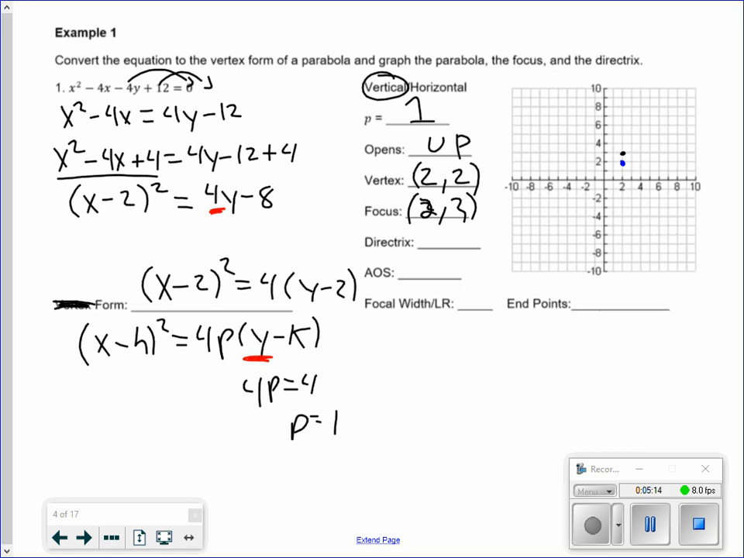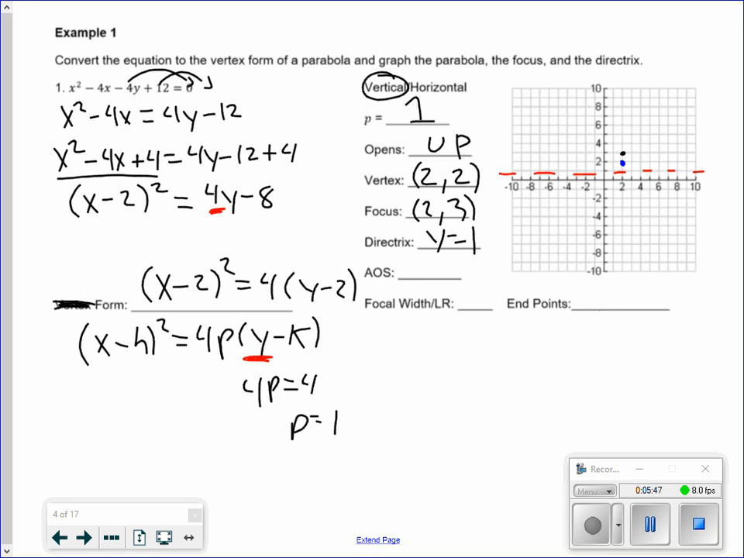Remember, the distance from the vertex to the focus is always p, and the distance from the vertex to the directrix is also going to be p. And the focus is always inside of the opening of the parabola. So that's why I know I go up from the vertex. And then for my directrix, I go one p-value down from the vertex, and that's a line. The directrix is always going to be a line. So I get the equation y equals 1. Every single point on that dashed line has a y value of 1, so we call that line y equals 1.